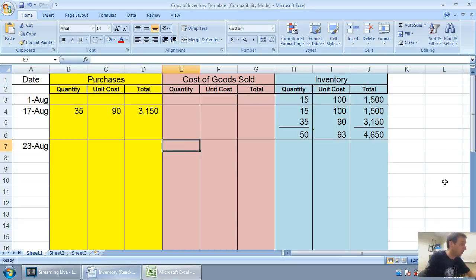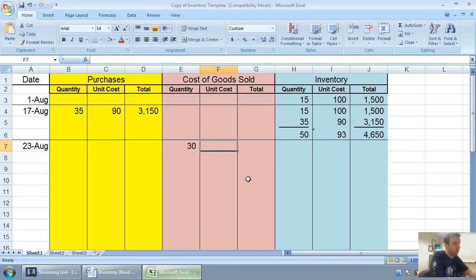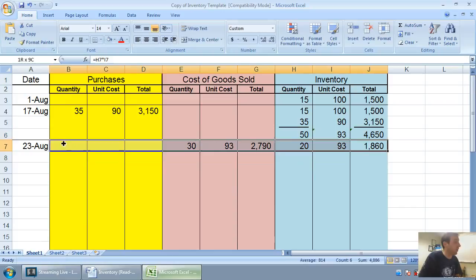So if I sold 30 units, again, I'm not going to worry about the sales price. That's important for journal entries, but it's not important for filling in our inventory record. I sell 30 units. I've got to say, what was the cost of those units? $93. I don't worry about what came first and what came last. I just take that average cost. 30 times 93 is $2,790, leaving me 20 at 93. Of course, I had 50. I sold 30. I'm left with 20. 20 times 93 is $1,860, and we're done that step.